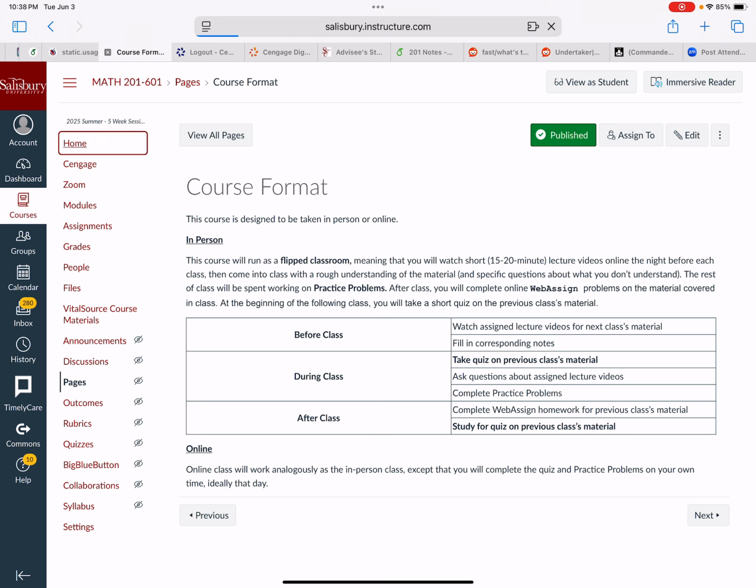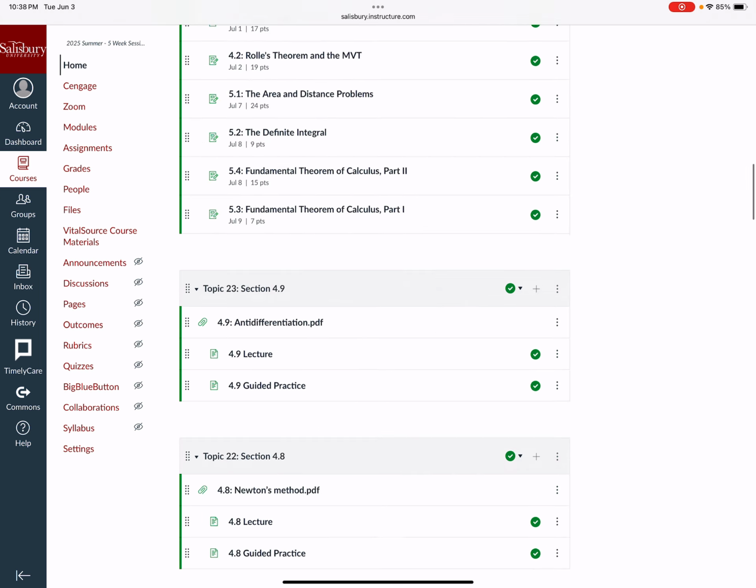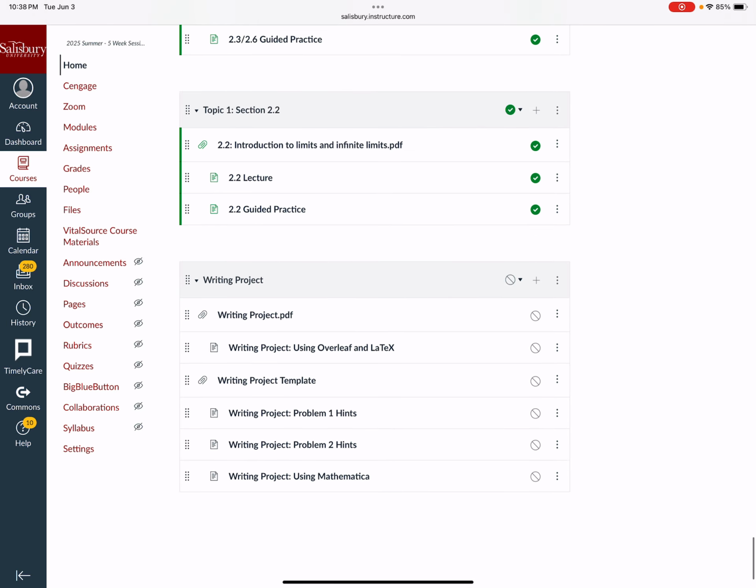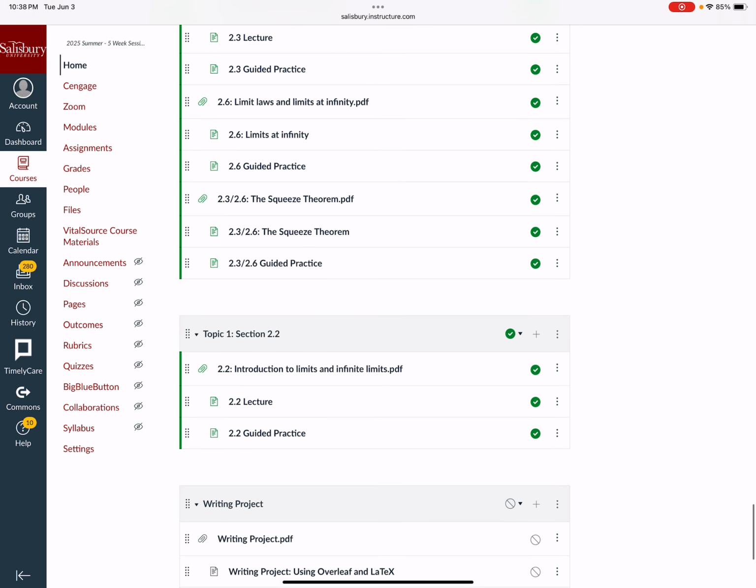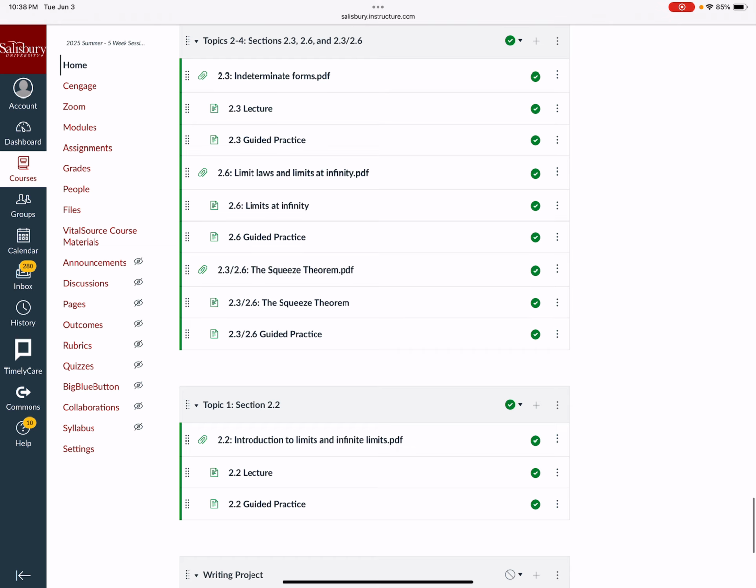To show you where these modules are, if we go to home and scroll all the way down, here's the first module, topic 1, section 2.2. You don't need to watch the video yet if it's before the first day. I'll go over that the first day for synchronous students, and for asynchronous students, you can just watch this video the first day of class.